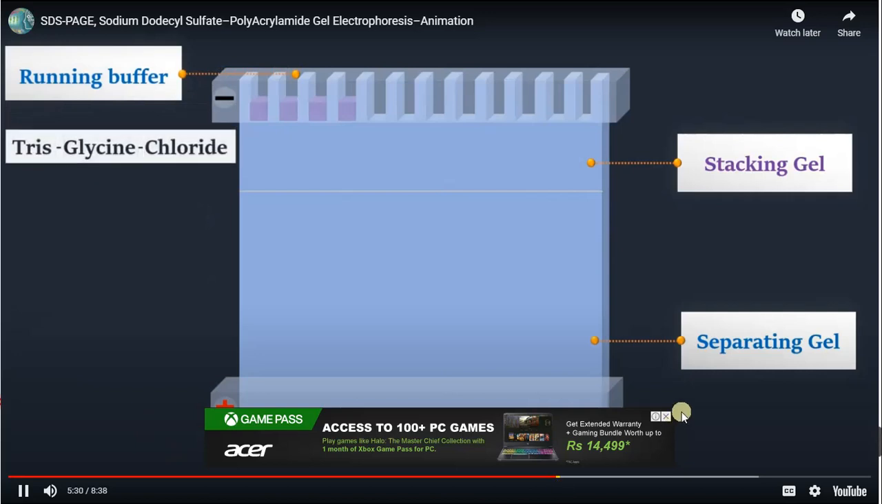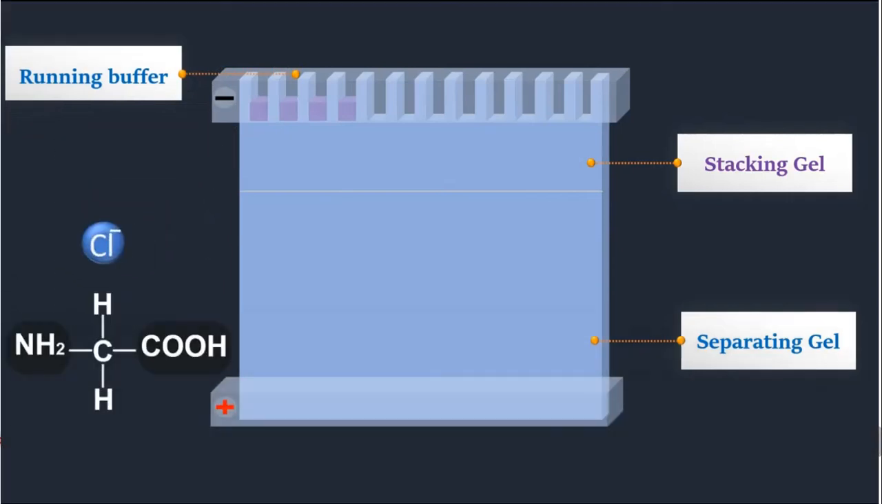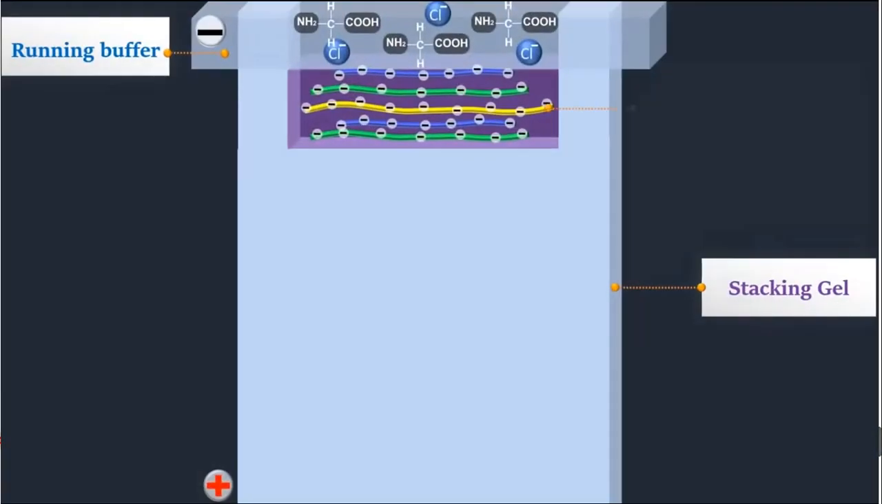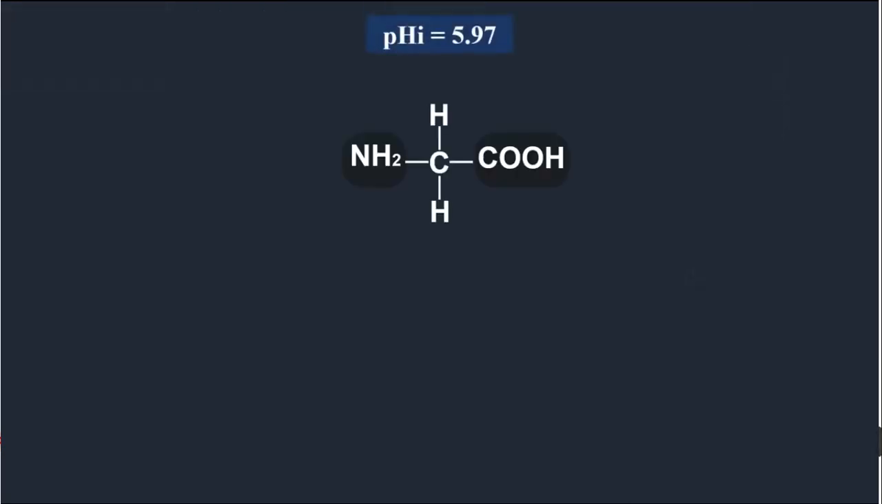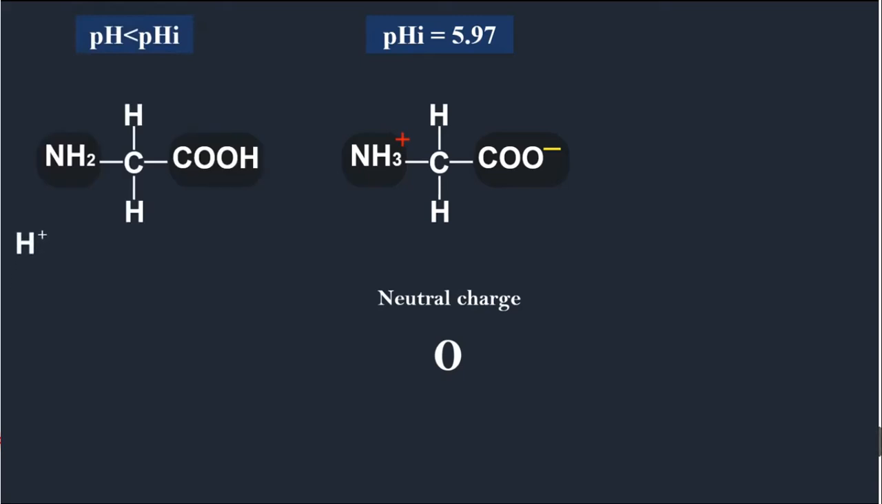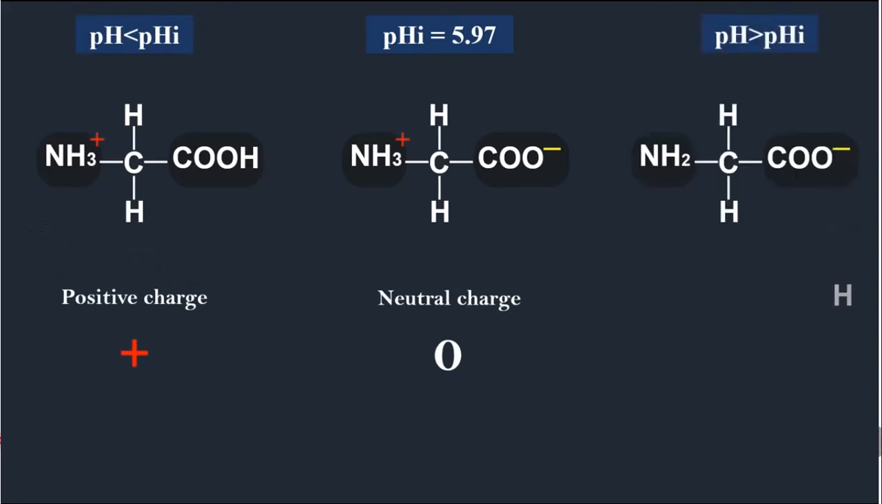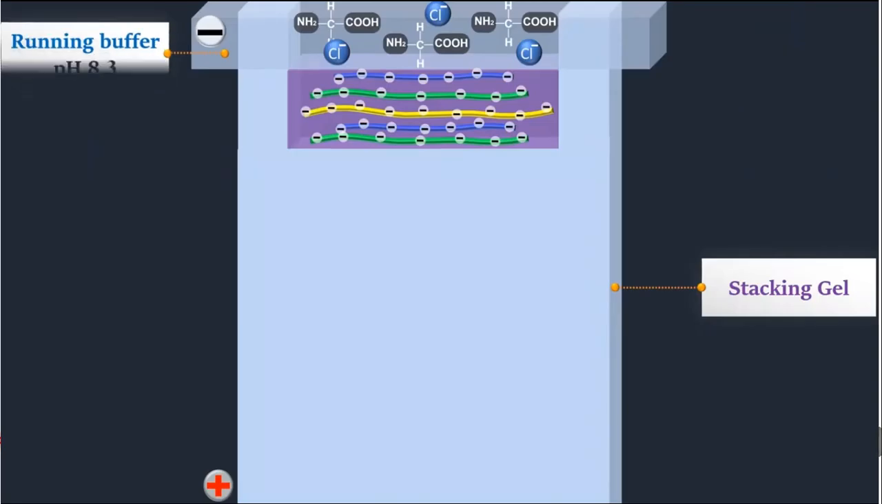As we have seen previously, the running buffer consists of glycine and chloride ions. So, in the sample wells we will have proteins, chloride ions, and glycine. Proteins and chloride ions are negatively charged. Well, glycine can exist in 3 different charge states depending on the pH. The isoelectric point or pHi of glycine is equal to 5.97. At this pH glycine carries a neutral charge due to the gain and loss of protons. At a pH below its pHi, glycine carries a net positive charge. And at a pH above its pHi, it becomes negatively charged. The running buffer pH is equal to 8.3, which is above the pHi of glycine. So, at this pH glycine is negatively charged.